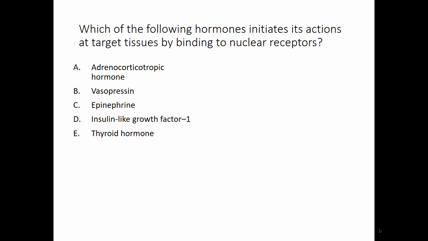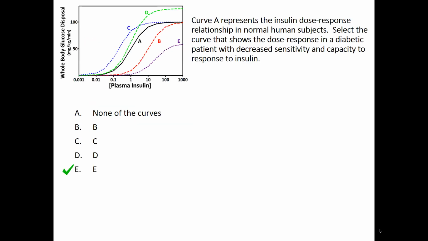Sorry, Professor, I have a question. So the previous question, was it because it has lower EC50? So decreased sensitivity and decreased capacity. The decreased capacity is dropping the maximum response down. Decreased sensitivity is shifting it to the right. So the EC50 or ED50 is shifting this way.